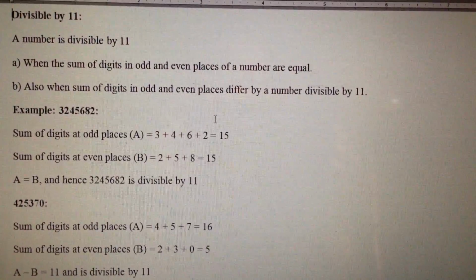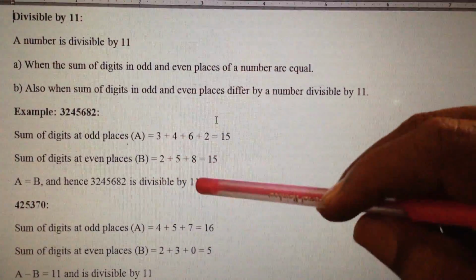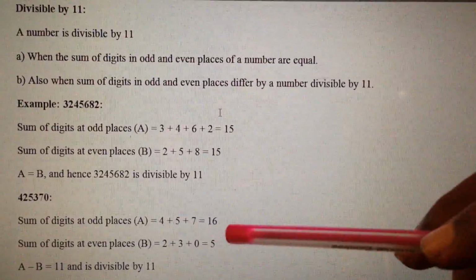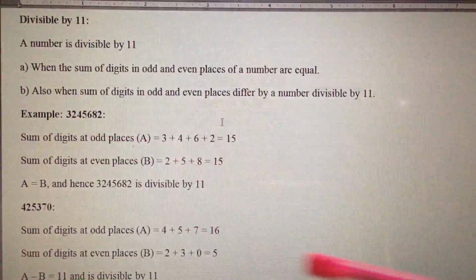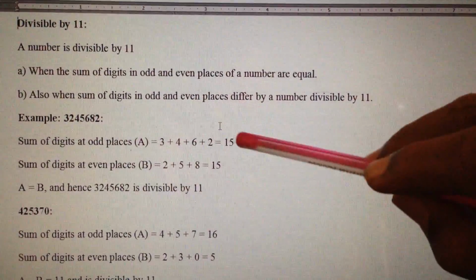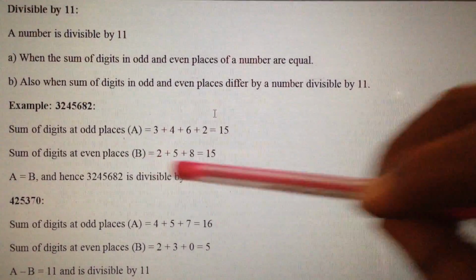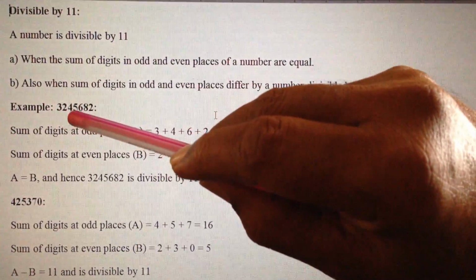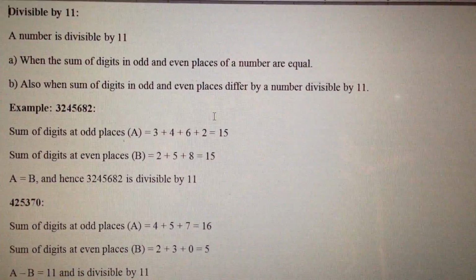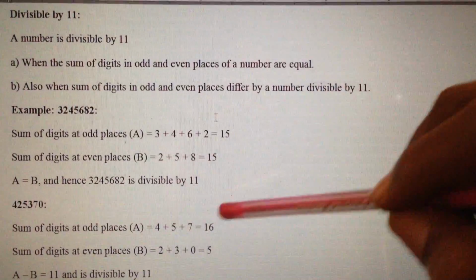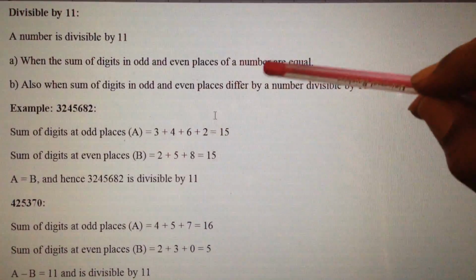Let us take an example. Let us take one number, 32,45,682. Sum of the digits at odd places, let us take it as A. The digits at odd places are 3, 4, 6 and 2. The sum is equal to 15. Now sum of the digits at even places, let us take it as B. 2, 5 and 8, and the sum is equal to 15. And both are equal. When both are equal, the number is also divisible by 11 according to the first rule.